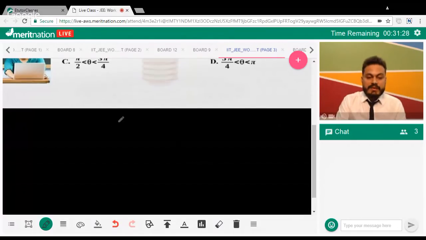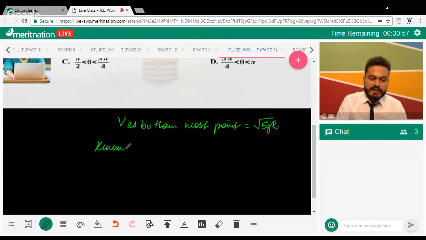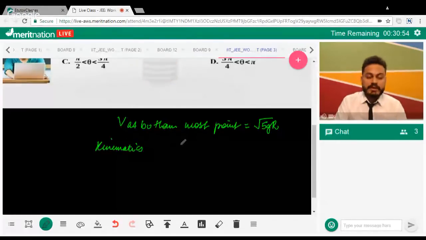This question can be solved using the work energy theorem again, so you should feel its importance by this time. The concept we use here is the velocity at the bottommost point, which I just told you is root 5 gR. The next thing is we'll apply kinematics, which is always applicable for motion: 2as equals v square minus u square, with initial and final velocity.